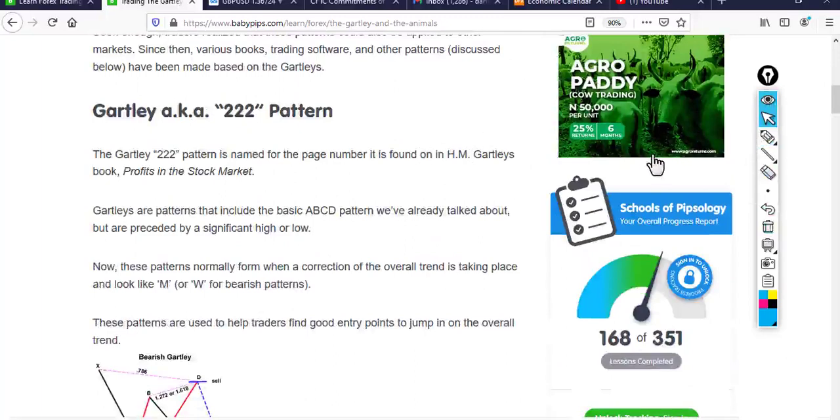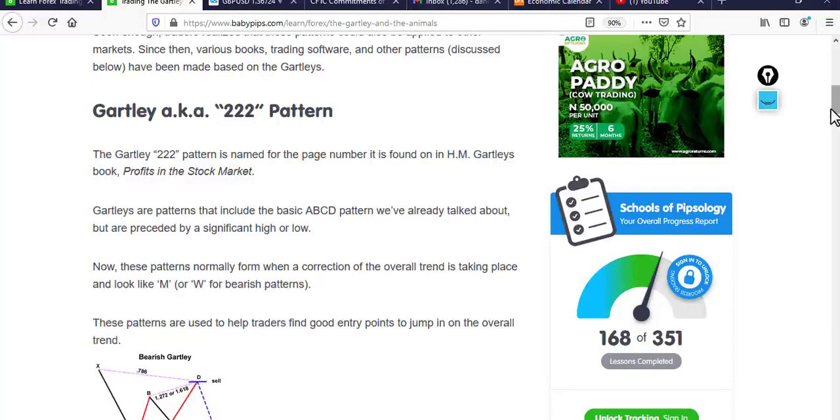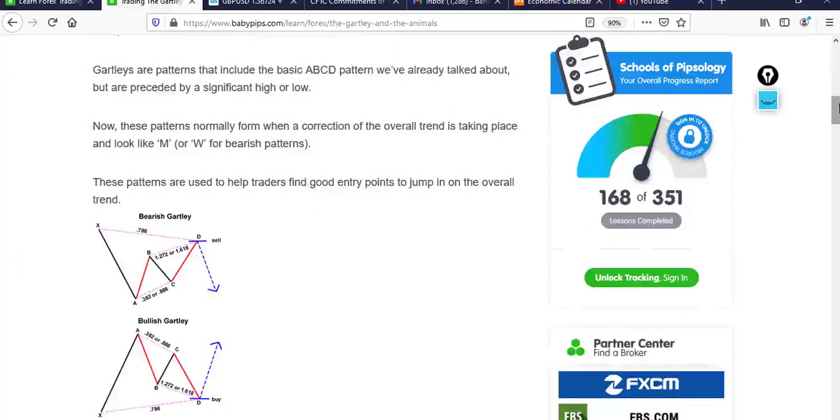So let's begin with Gartley, aka the 222 pattern. What is the 222 pattern? The Gartley, aka 222 pattern, is found on page 222 of H.M. Gartley's book, titled Profits in the Stock Market. I think you should do some research on Google and try to find this book if you really want to understand the harmonic patterns in detail. Okay, they are all ABCD patterns.